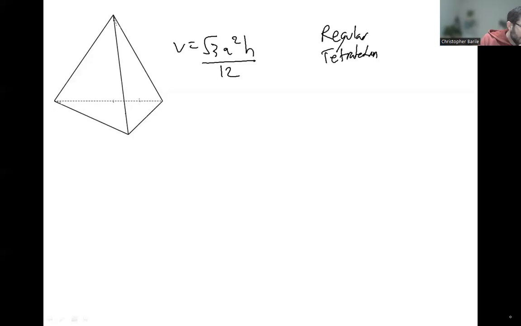And so the way to think about this is that we need to figure out the height of this guy when it's regular. And so when we draw down a height, we are going to be drawing the height going down to the center of this base triangle.